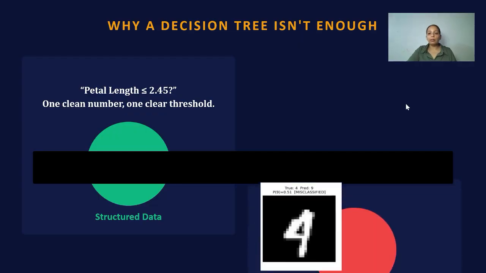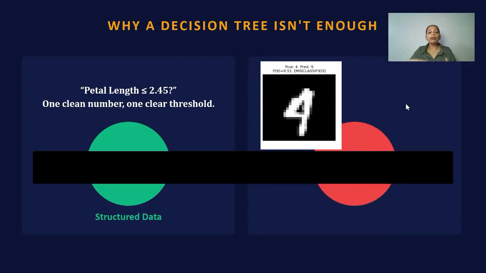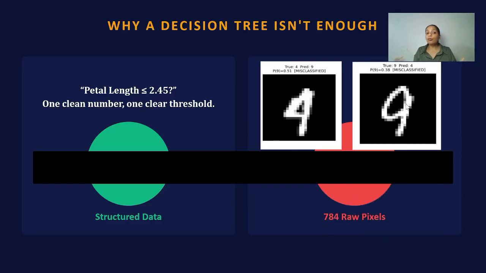Look at this image. Tell me if it is a 4 or a 9. Now the second image. Is this a 4 or a 9? These images were taken from the MNIST dataset. We will discuss this dataset in detail later in this video. Let's first understand the images. These images are a 28 by 28 grid, meaning 784 numbers, one for every pixel.